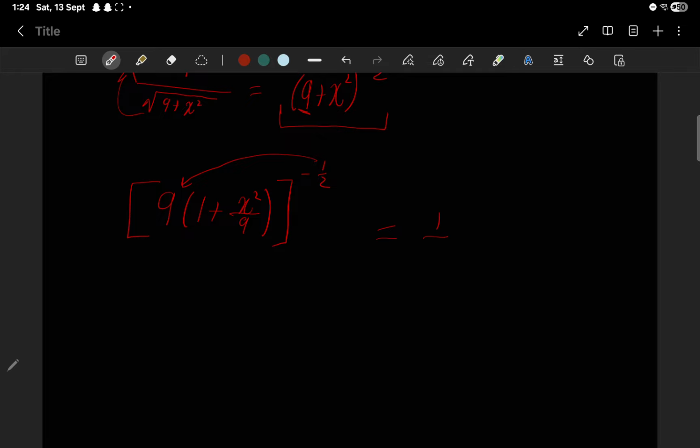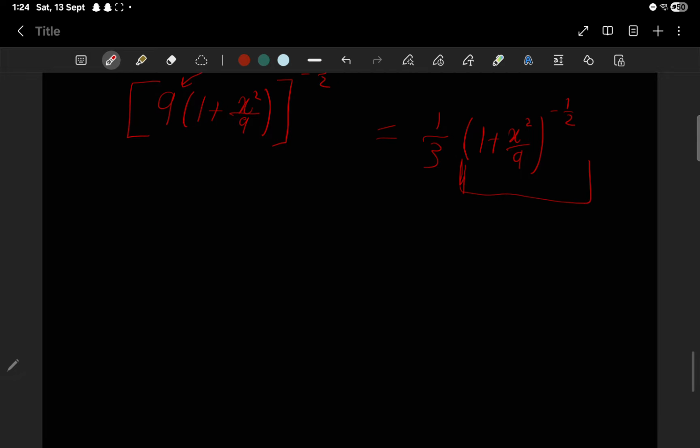It's going to be 1 over 3 times (1 plus x squared over 9) to the power of negative 1 over 2. Now, we can expand this. This part here can be very easily expanded. So (1 plus x squared over 9) to the power of negative 1 over 2 is going to equal the sum from k equals 0 to infinity of (negative 1 over 2 choose k) times (x squared over 9) to the power of k.